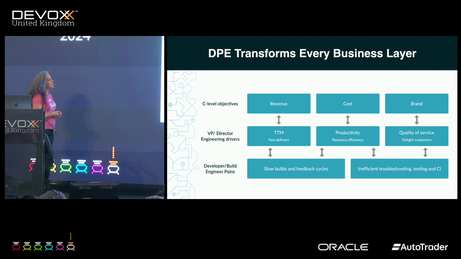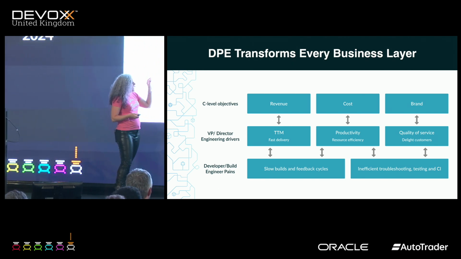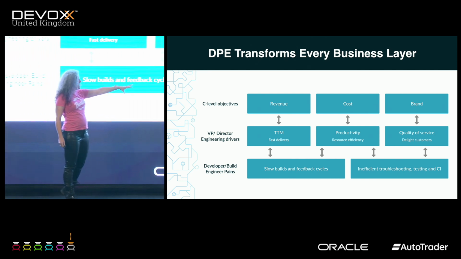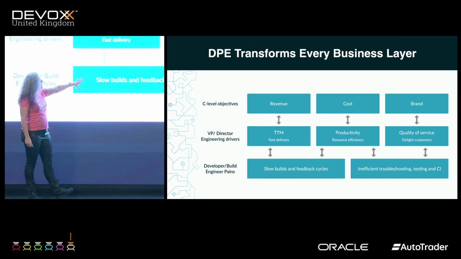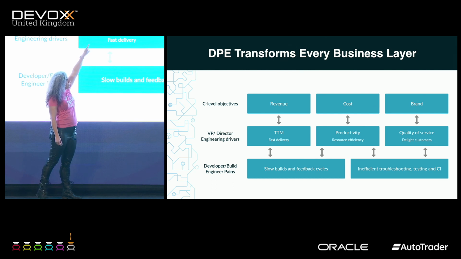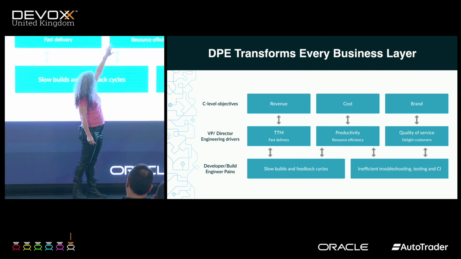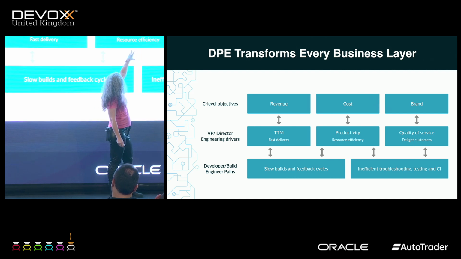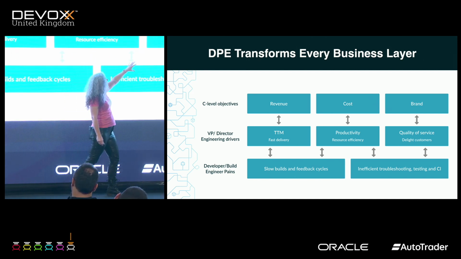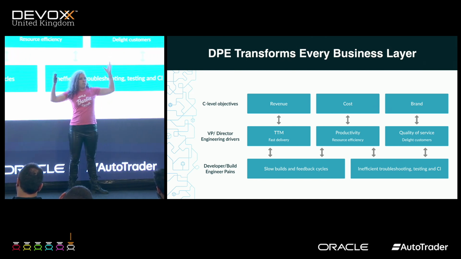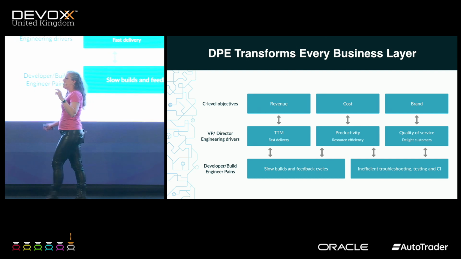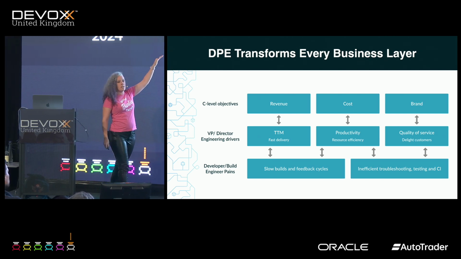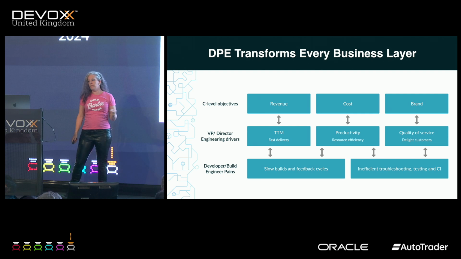But if you do want to talk to the C-level to try and sell them on developer productivity, if we look at the problems we have down here at the developer level, slow builds and feedback cycles, inefficient troubleshooting, testing, and CI, if we can fix slow builds and feedback cycles, we get faster delivery, which means increased revenue. We get more resource efficiency, improved productivity, decreased cost. If we can fix inefficient troubleshooting, testing, and CI, again, better efficiency, improved productivity, decreased cost, and better quality and a better brand image all around. So these seemingly small things, like our build times, our test times, have a very measurable impact on the things that the C-level folks in your organization really do care about.